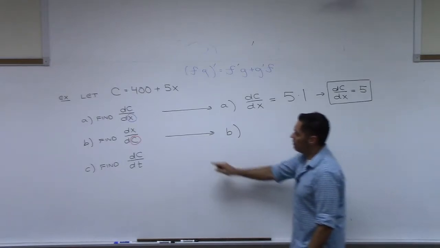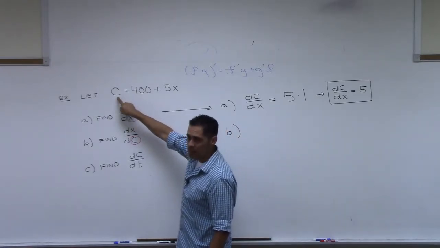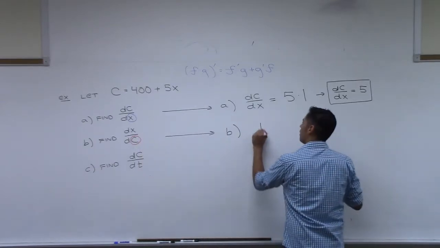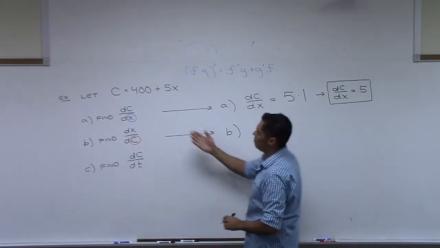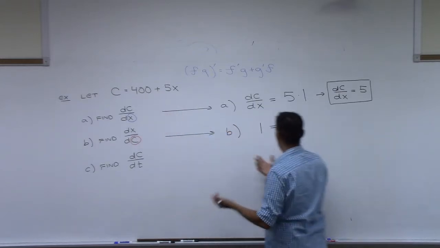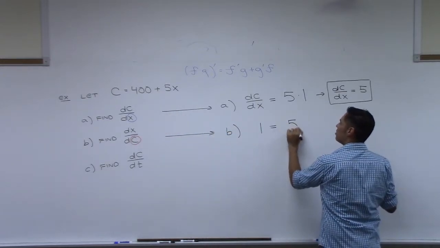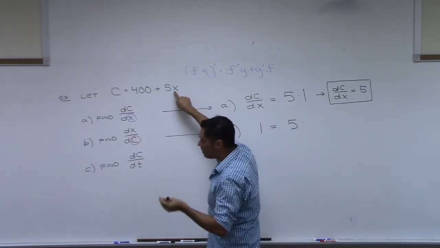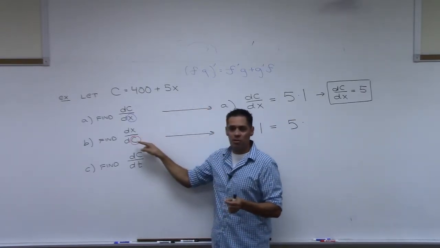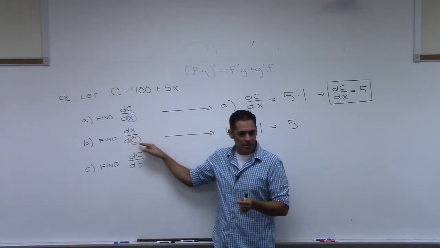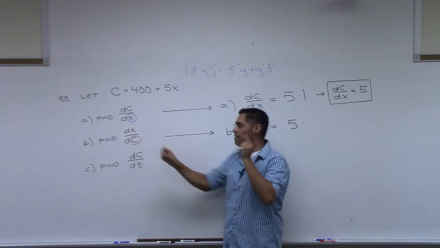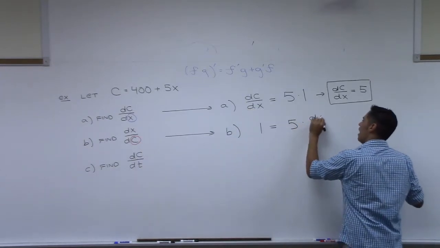So let's start on the left-hand side. What is the derivative of c with respect to c? 1. Equals, now, derivative of 400? 0. And then I have a 5 attached to the x, right? Now, what is the derivative of x with respect to c? X prime, but not x prime. dx dc.